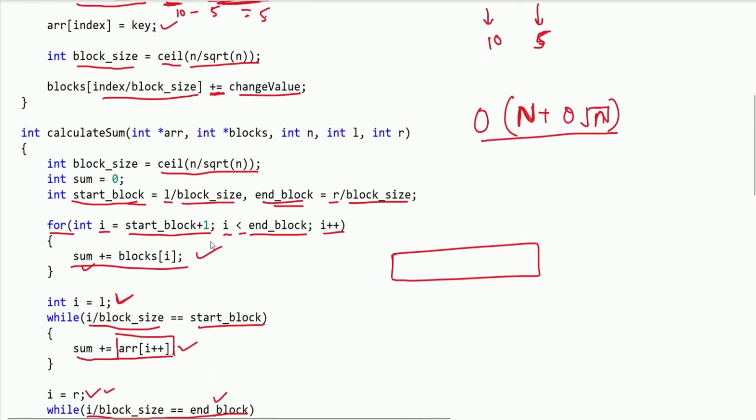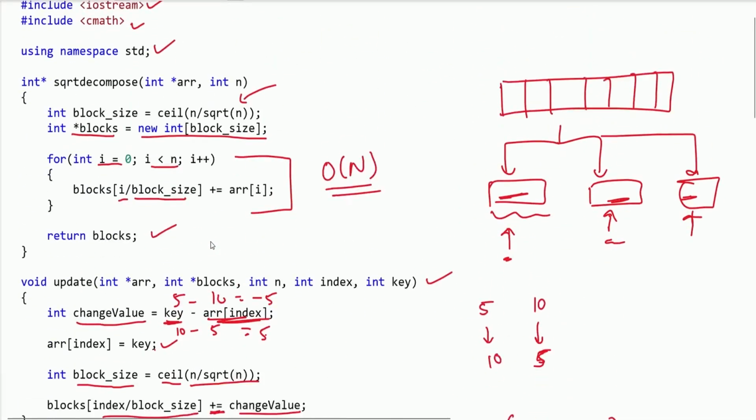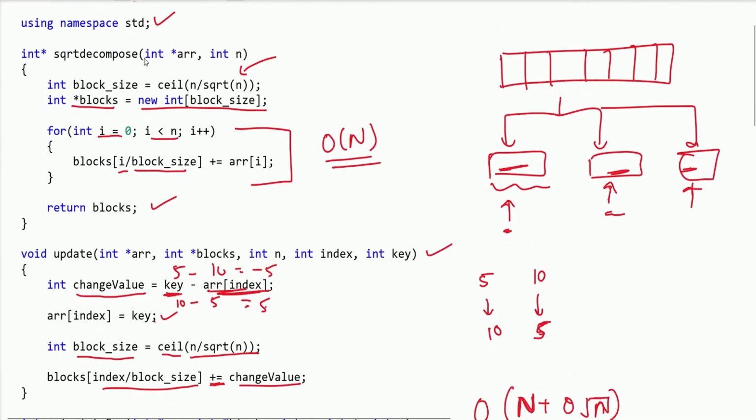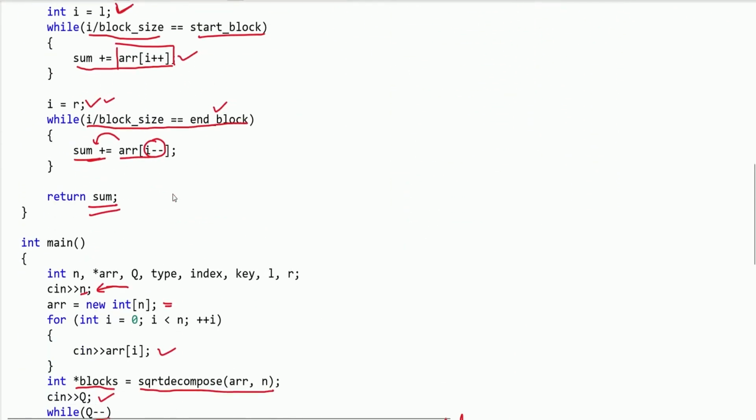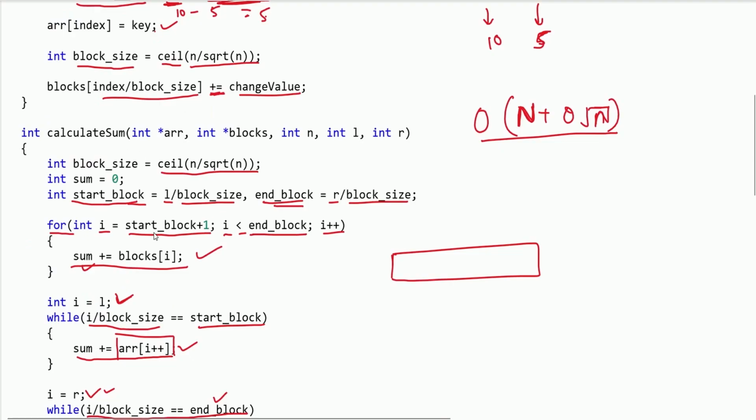So this is how you do square root decomposition. There is basically a square root decompose function which creates the blocks, and then we have the update and calculate sum functions. You can change this program to calculate the product between two ranges also. Try to do that. Thank you.